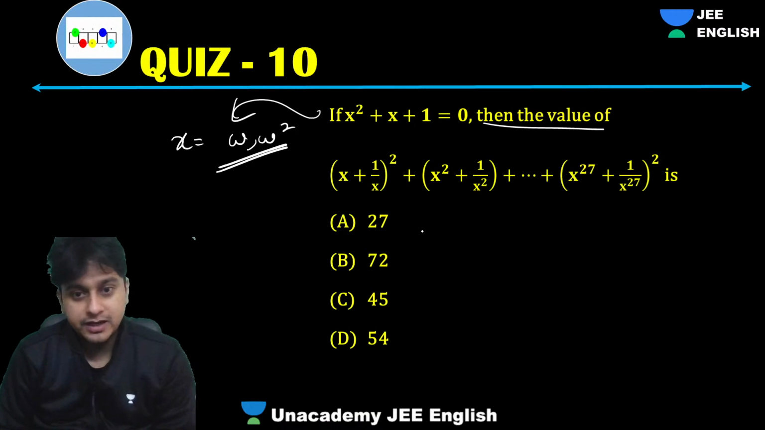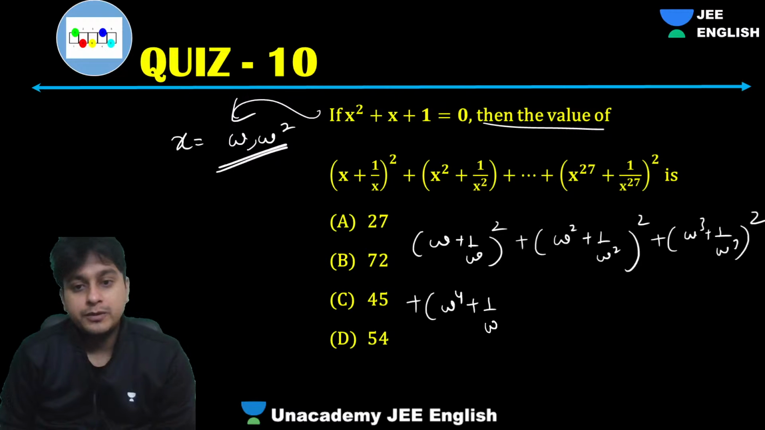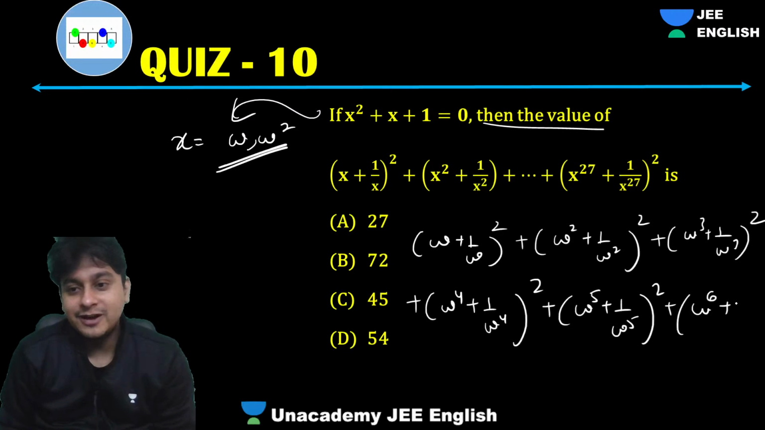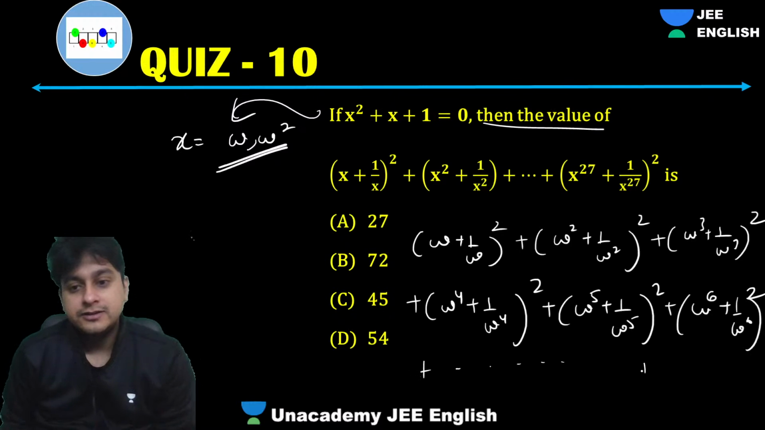So when you put x as omega, so (1 plus omega plus 1 by omega) whole square, then (omega square plus 1 by omega square) whole square, then (omega cube plus 1 by omega cube) whole square, then (omega power 4 plus 1 by omega power 4) whole square, then (omega power 5 plus 1 by omega power 5) whole square, then omega power 6 whole square and so on, right? Isn't it going on like that?